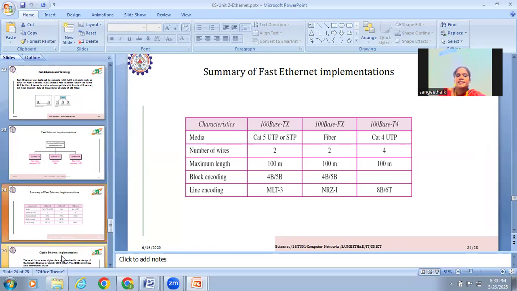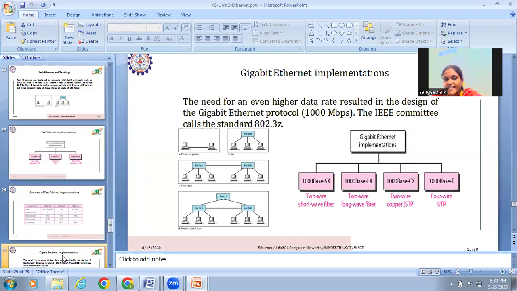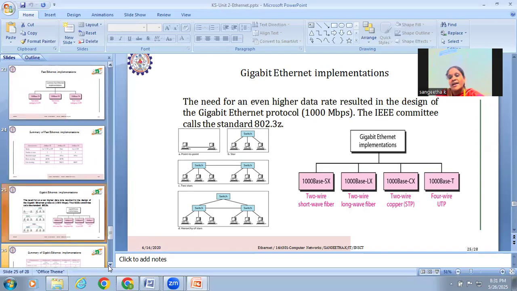The next generation is Gigabit Ethernet. It supports a higher data rate compared to fast Ethernet, 1000 megabits per second. It specifies various implementations: 1000Base-SX, 1000Base-LX, 1000Base-CX and 1000Base-T. SX uses two-wire short-wave fiber, LX uses long-wave fiber, CX uses copper shielded twisted pair, and T uses four-wire unshielded twisted pair. It is 10 times faster than fast Ethernet.